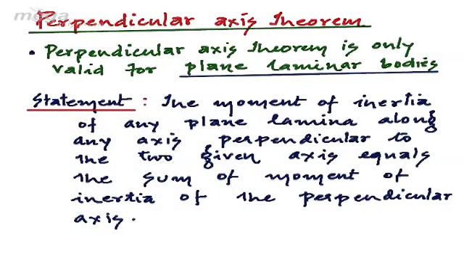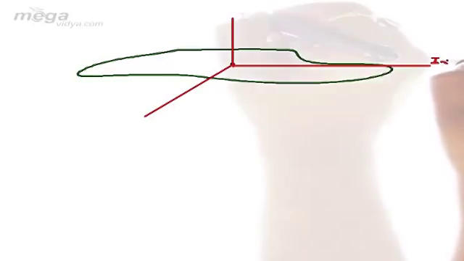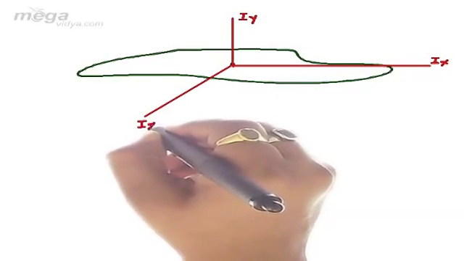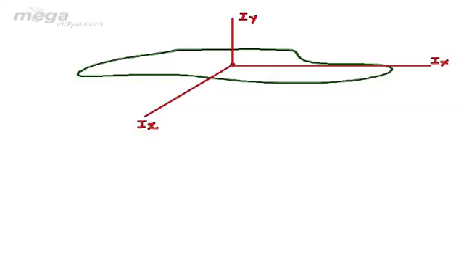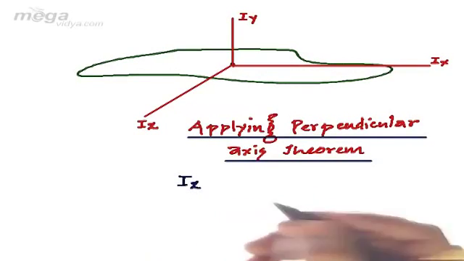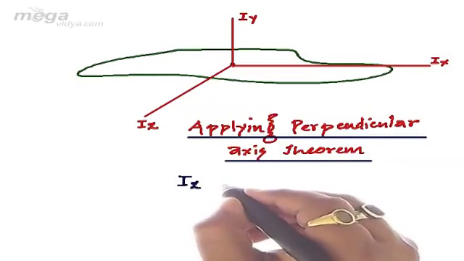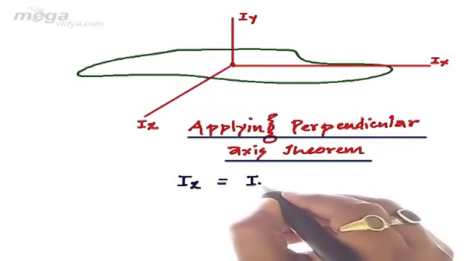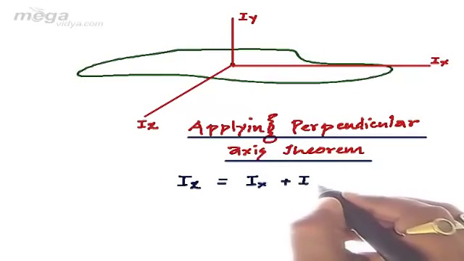According to the perpendicular axis theorem, the moment of inertia of any plane laminar body about any axis perpendicular to the plane equals the sum of the moments of inertia about the two perpendicular axes in the plane. Let us consider a plane laminar body. Let Ix, Iy and Iz be the moments of inertia about the respective axes of this plane laminar body. Applying the perpendicular axis theorem, we can say the moment of inertia about the z axis, that is Iz, will be equal to the sum of the moments of inertia about the x-axis and the y-axis.